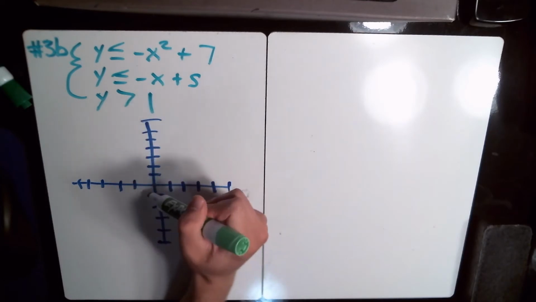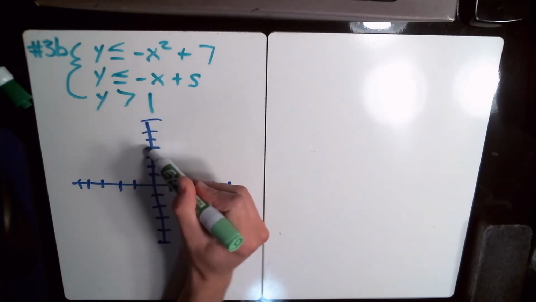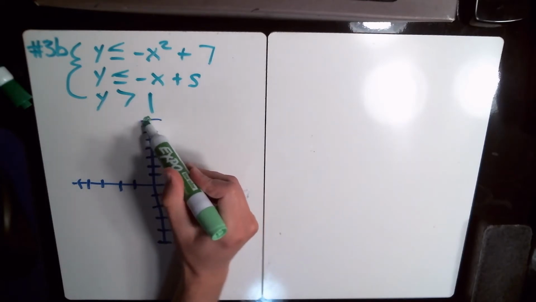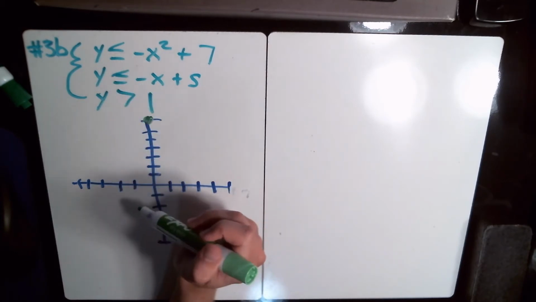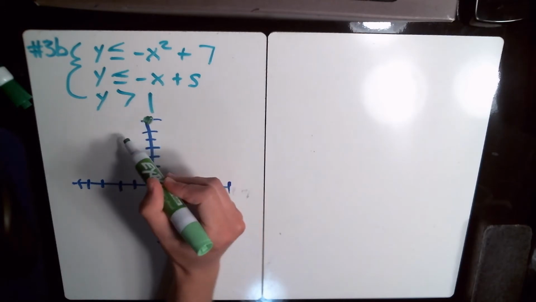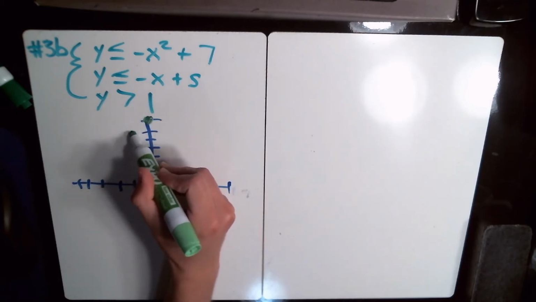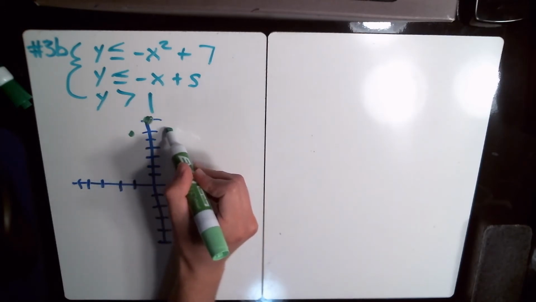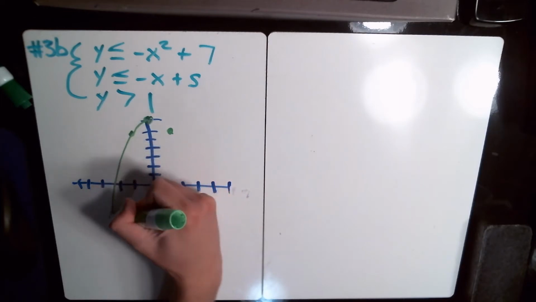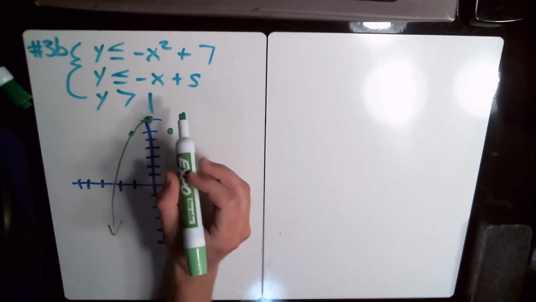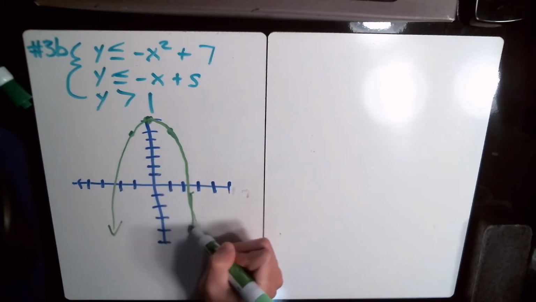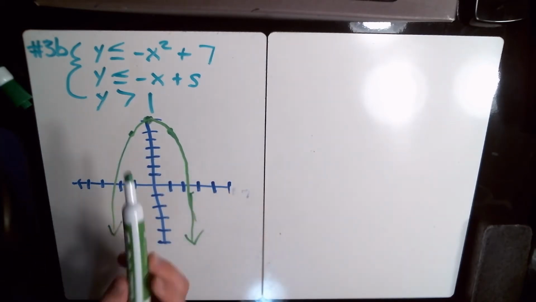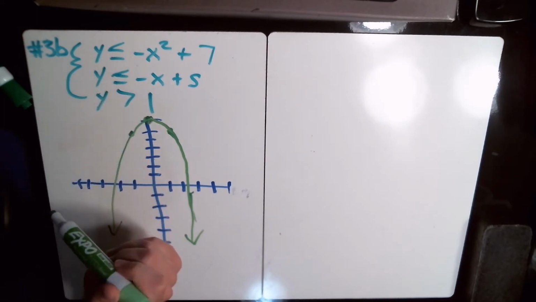And it's up 7. So 1, 2, 3, 4, 5, 6, 7. We're up here. And then since there's a negative up front, this is a transformation, so it's flipped upside down. I don't know exactly where it's going to go here, but just sketching a general idea. Okay, it should be filled in because it's equal to.